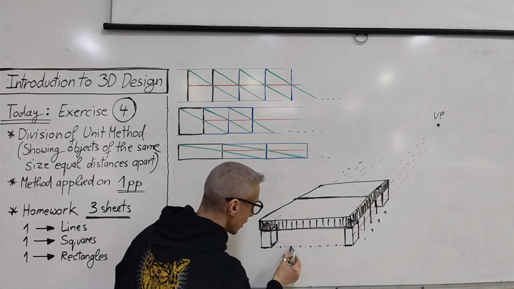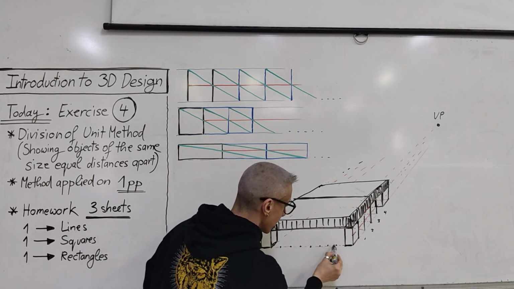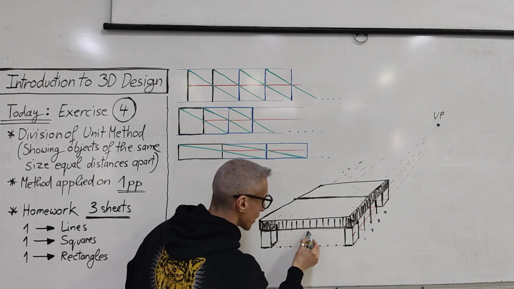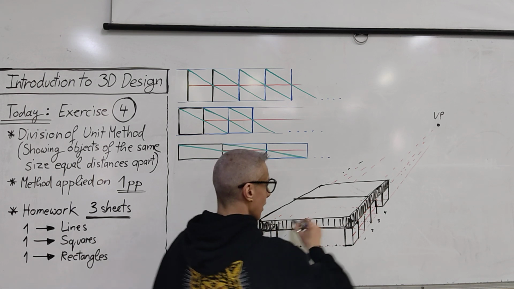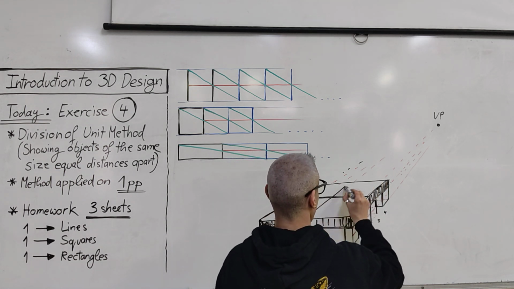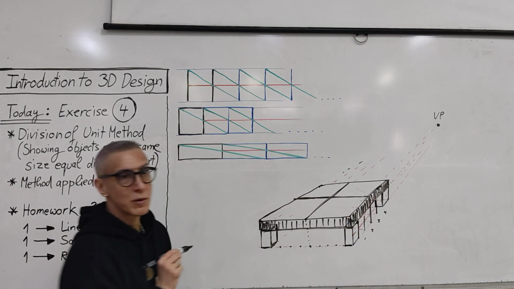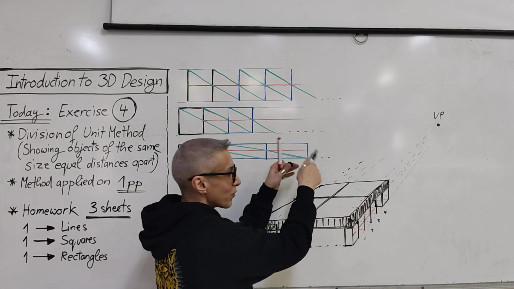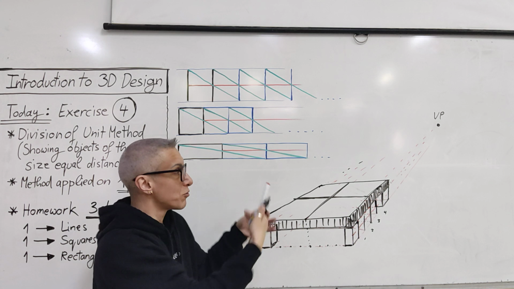From here, also I can do the same. How many do I have? 1, 2, 3, 4, 5, 6, 7, 8. So 1, 2, 3, 4. At number 4, I can put this line up here and then take it to the vanishing point. And now I have the mid surface. So you can use these divisions to find the locations of other objects and build.